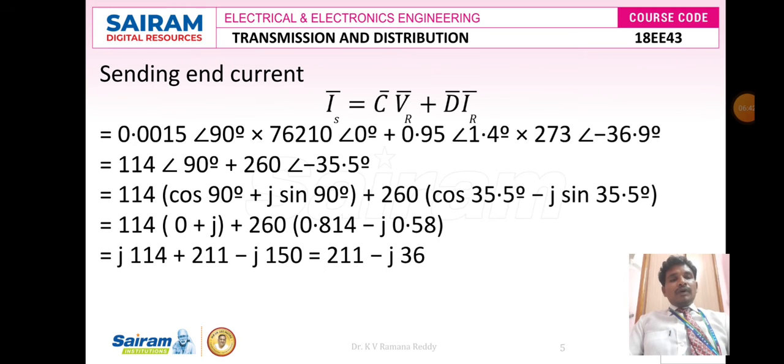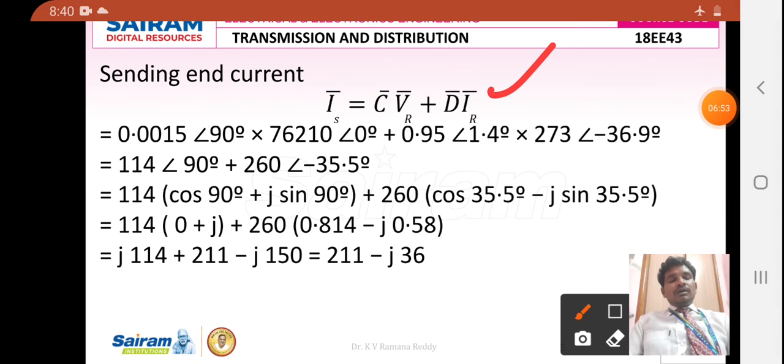Similarly, we have to calculate the sending end current. The sending end current formula is IS bar equal to C bar into VR bar plus D bar into IR bar. This is the formula we take from the general equations of ABCD parameters, that is transmission parameters. The sending end current IS bar is expressed in terms of the receiving end voltage VR bar and receiving end current IR bar. In that way this formula has been written.